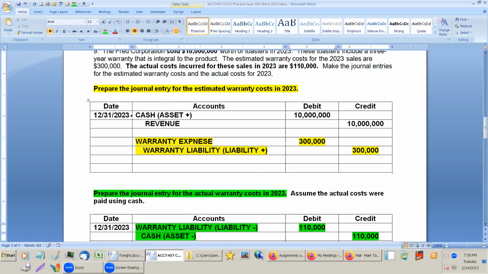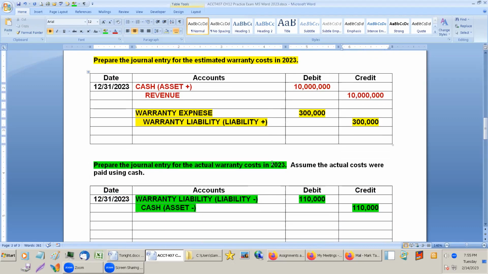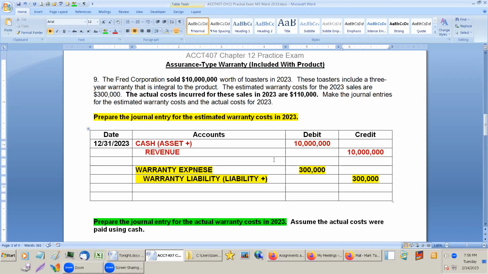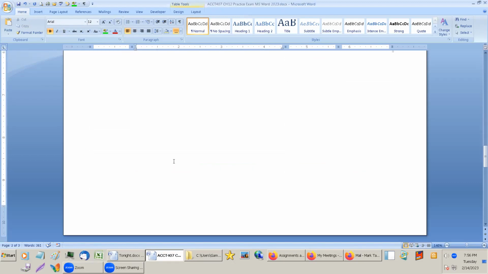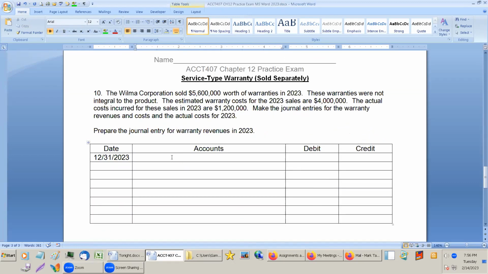This one is kind of extra, but I think on the test I put that. It asks for that. Yeah, you know what? If it doesn't ask for it on the test, and you put it in, I'll give you extra credit. How about that? I think it asks for it though. But yeah, this one only asks for the estimated warranty cost, which would be this. All right, and now for the tricky one.